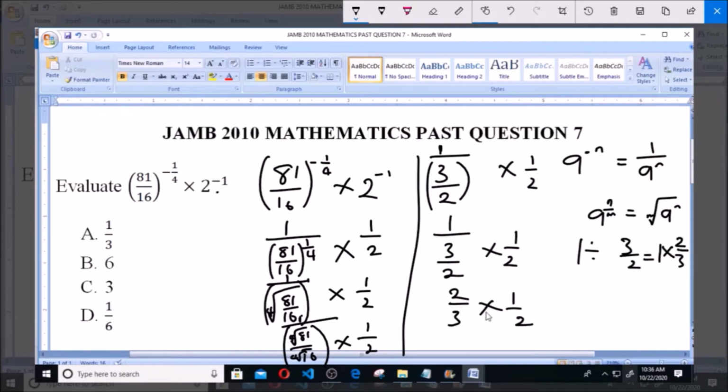So multiply by 1 over 2. Now this 2 we cancel this 2, so we have what? This is equal to 1 all over 3, which is option A. So option A is the answer to this question. Remember I told you that this negative sign represents what? 1 over, which was what you did here. 1 over that followed it. So the answer is 1 over 3.